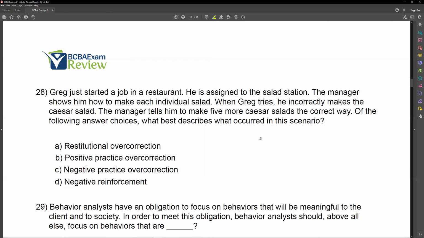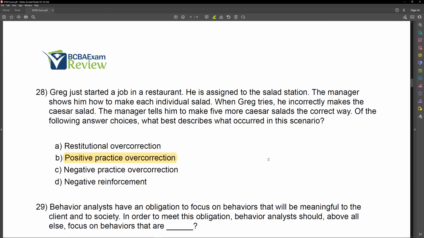Okay, so that leaves us with positive practice or negative practice. Are we positive practicing, or are we negative practicing? Well, if you are asked or told to do the desired behavior correctly over and over again, that is positive practice overcorrection. Negative practice is doing the incorrect behavior. So if Greg incorrectly made the Caesar salad and the manager told him to make the salad incorrectly 5 times, that would be negative practice.